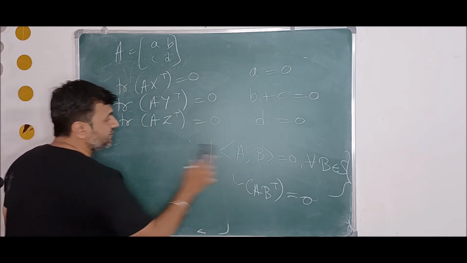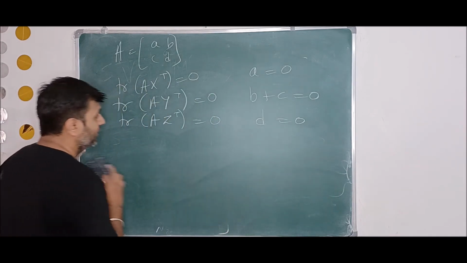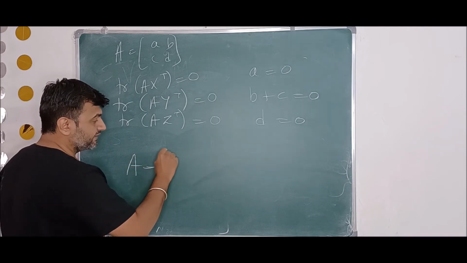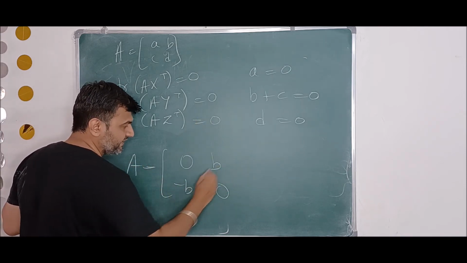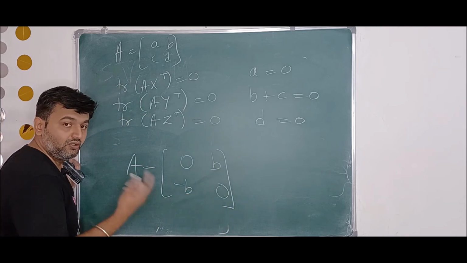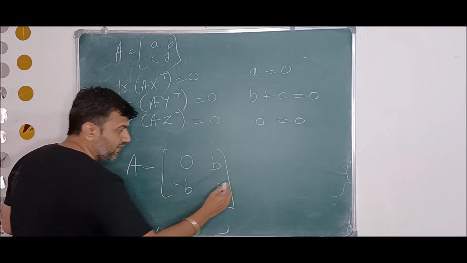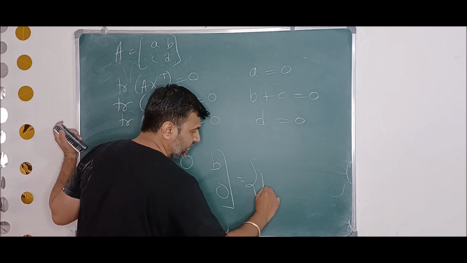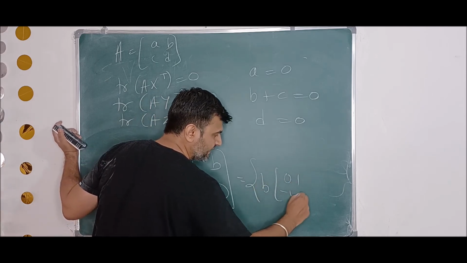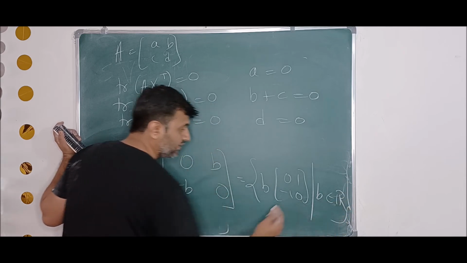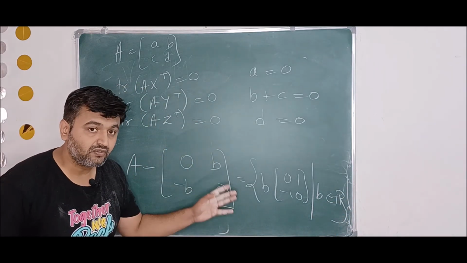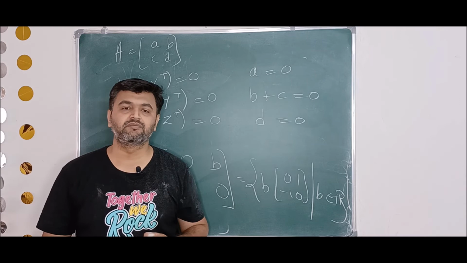So from here what you get is your matrix A is nothing but 0 0 B. What is your C? Minus B. So all the vectors A will be of this form. What is this? This is nothing but B times 0 1 minus 1 0, where B is a real number. These are all the collection of 2 by 2 skew symmetric matrices.